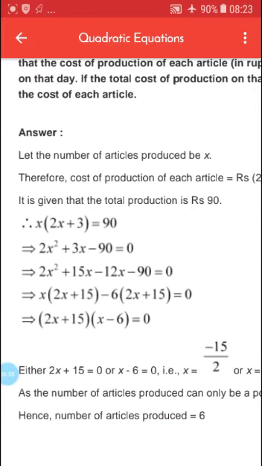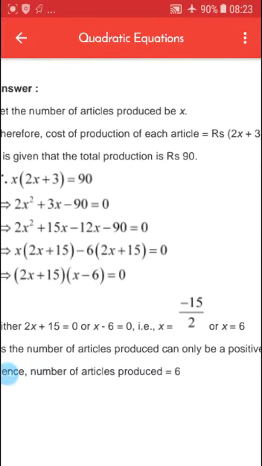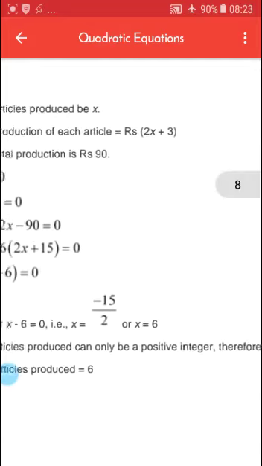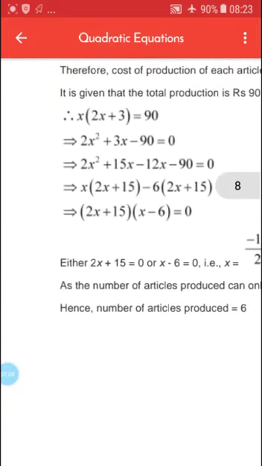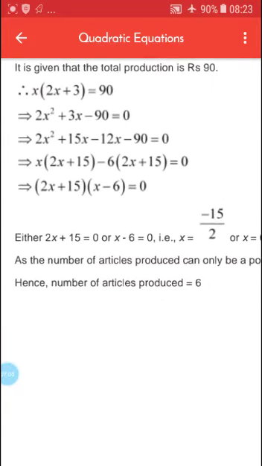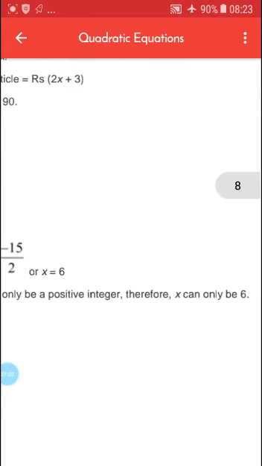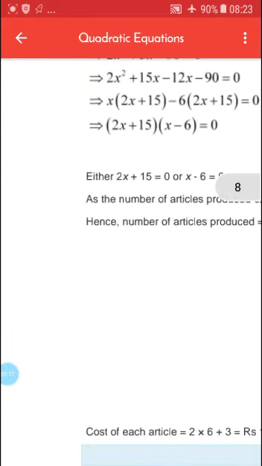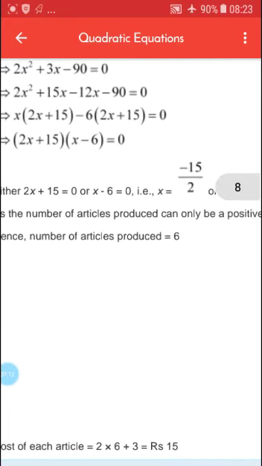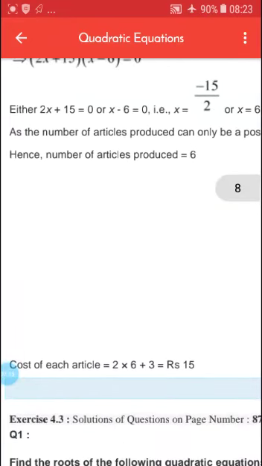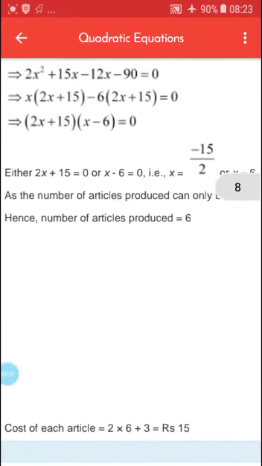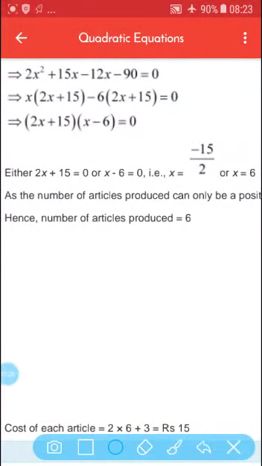So our one value is how much? 2x + 15 = 0 means x = -15/2 or x = 6. Let us take the positive number, as the number of articles produced can only be a positive integer. Therefore, x can only be 6. Hence, the number of articles produced is how much? 6. So the cost of each article will be how much? Cost of each article is 2x + 3. So 2 into 6 plus 3 is how much? 12 + 3, that is equal to 15.